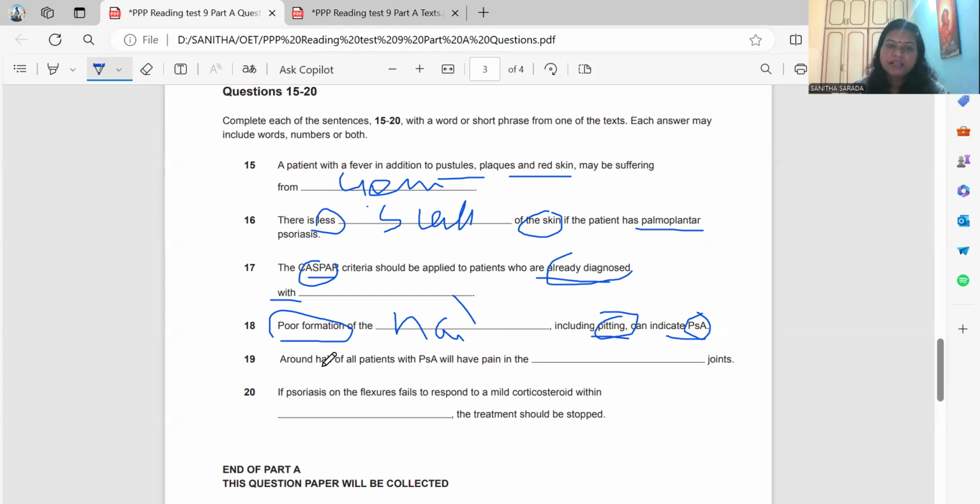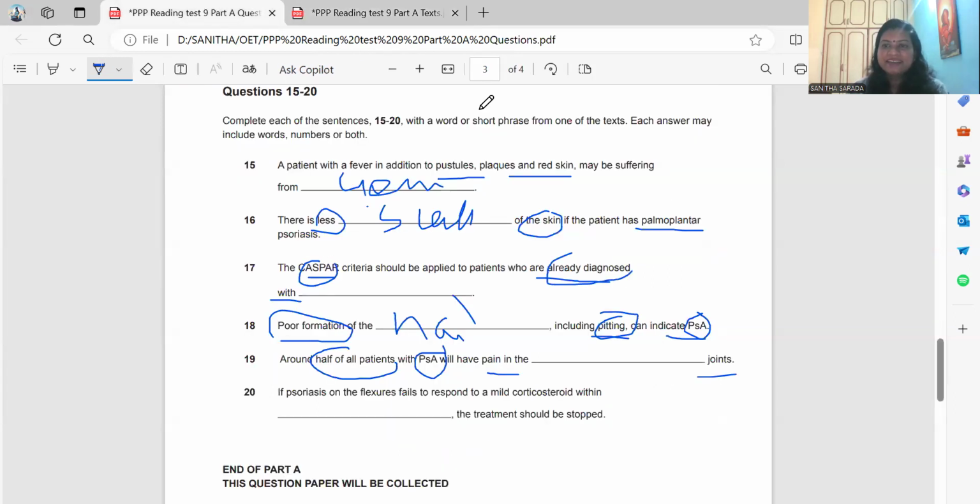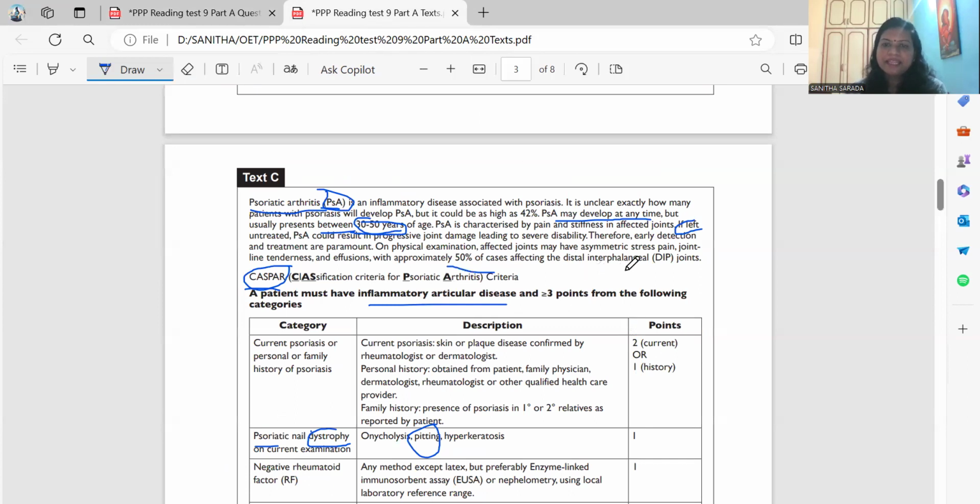Okay. Around half of the patients, if it is 100%, then 50%. Half of the patients with PsA, again with the keyword PsA, will have pain in the dash joints. So here we are told PsA, half of the patients, that means half means 50, is affecting. See, directly we are getting everything. Around half of the patients with PsA will have pain in the dash joints.